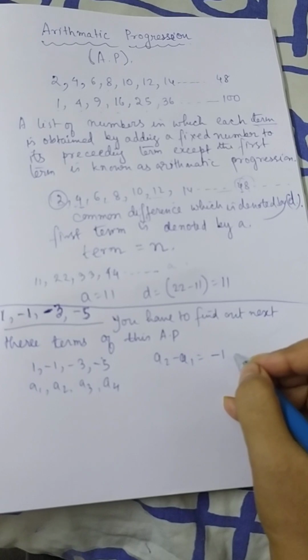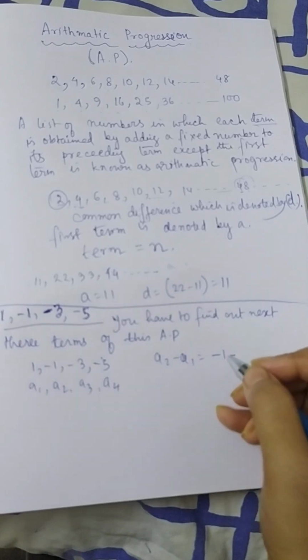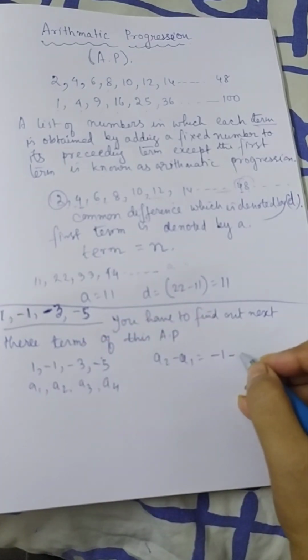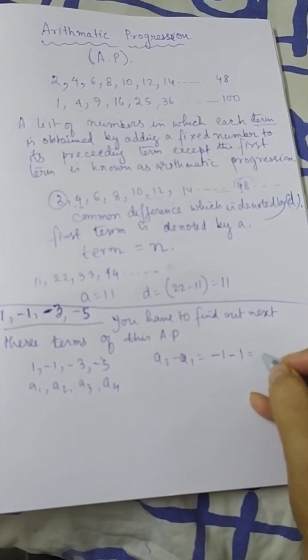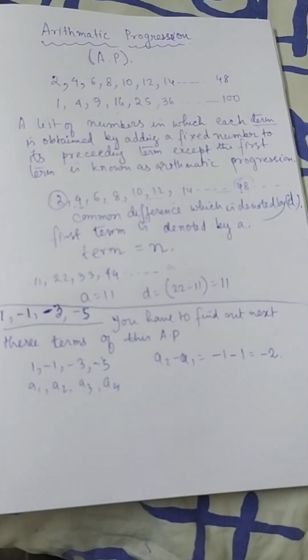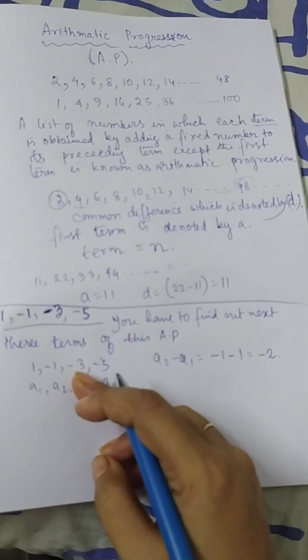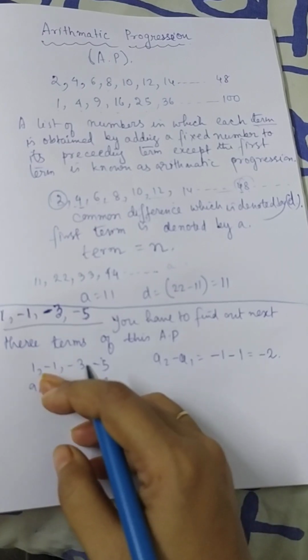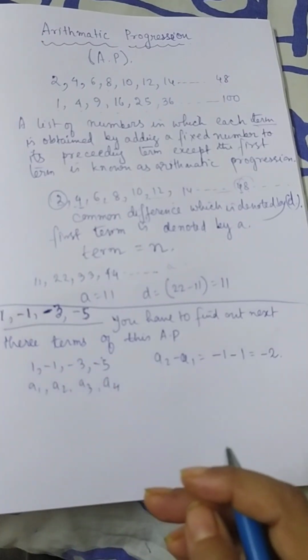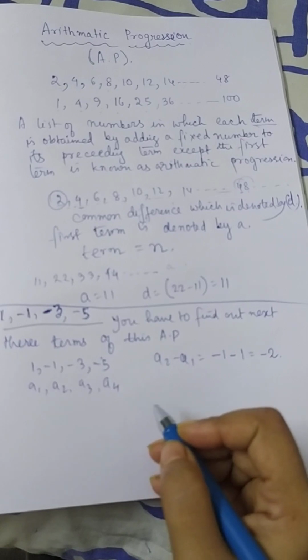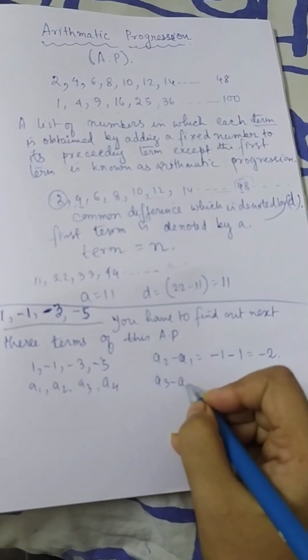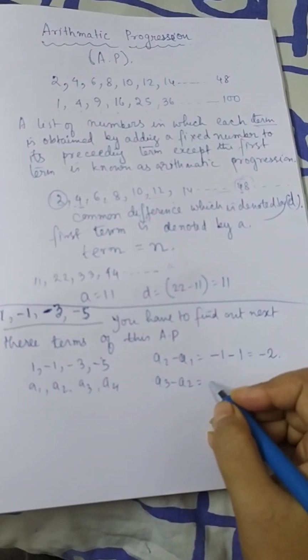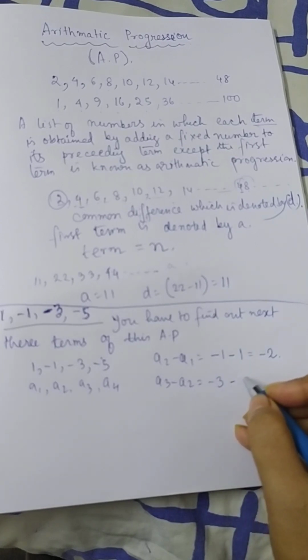That is minus 1. Now I am subtracting A2 minus minus 1. That is 1. That is minus 2. Please check here that a similar case happens also if I subtract minus 1 from minus 3. Right? A3 minus A2 also is the same. A3 is minus 3 and I have to subtract.